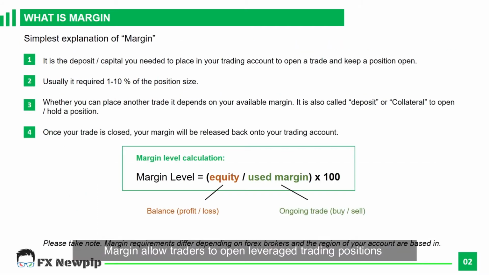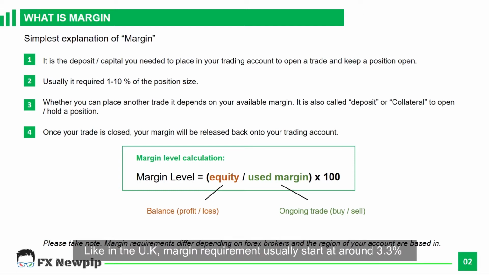Margin allows a trader to open a leveraged trading position and trade the market with just a smaller trading capital. However, margin, just like leverage, can be a double-edged sword as it magnifies both profit and losses. Margin is also available in stock trading. For example, an investor can use margin accounts when buying stocks, and the margin allows them to leverage borrowed money to control a larger position in shares. In Forex, it works the same. Usually, it requires 1 to 10% of the position size. However, margin requirements differ depending on the Forex broker and the region your account is based in.